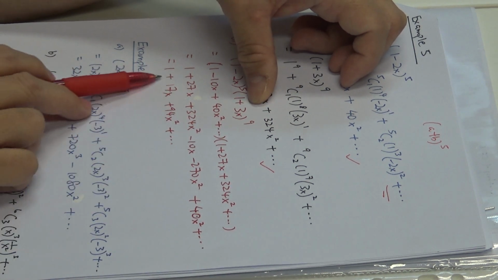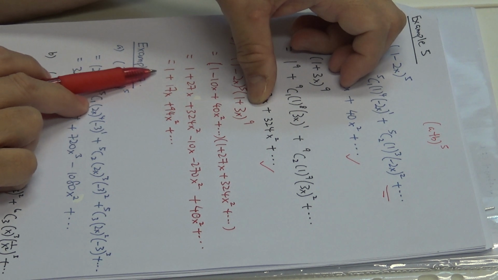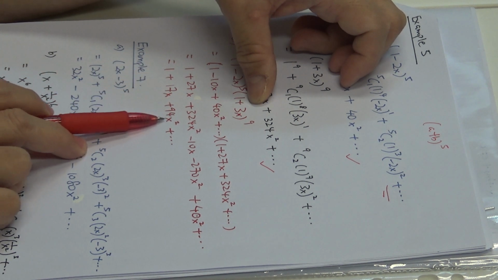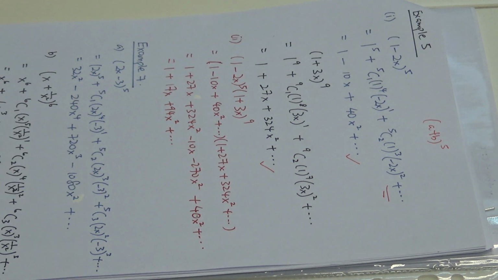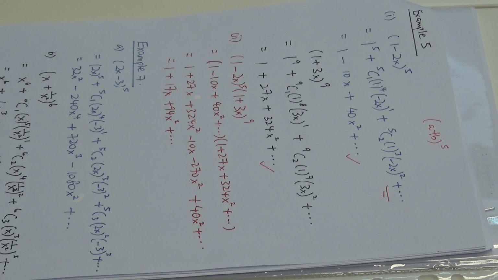So we simplify this, we group the like terms together, we'll get 1 plus 17x plus 94x squared plus dot dot dot. So that is how we do the expansion for the term up to x squared in part 2. Okay, so that will be example 5. Now, like what I've said, I'm just concentrating on expansion, so I'm not going to do example 6.